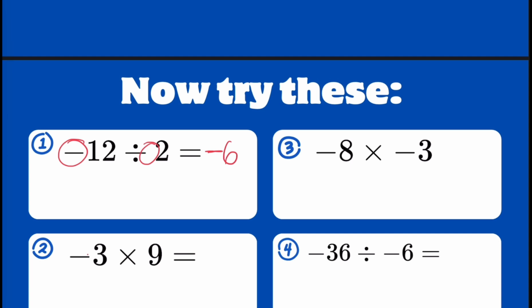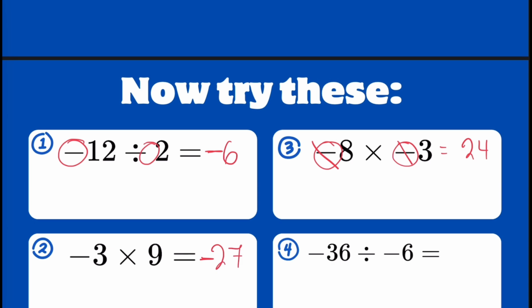If we have negative 3 times positive 9, 3 times 9 is 27, and a negative times a positive, we're going to keep the negative. Different signs is always negative. Next, negative 8 times negative 3. 8 times 3 is 24, and since they're the same signs, two negatives make a positive, the same sign is always going to be positive. So I'll just leave it as positive 24.